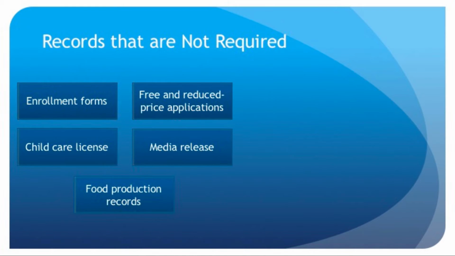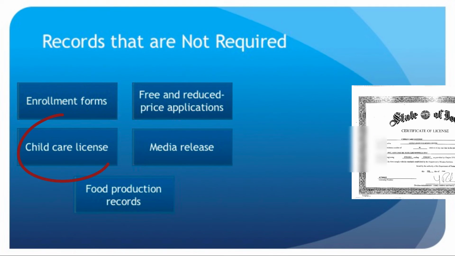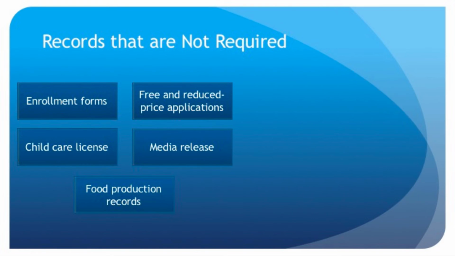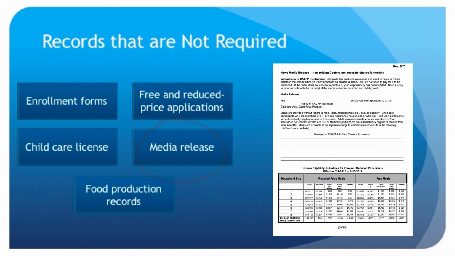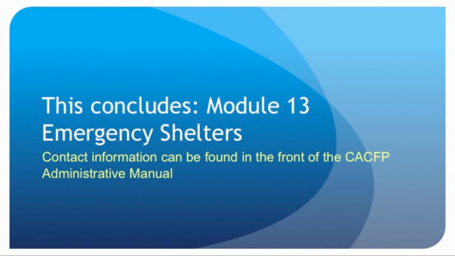In contrast to most CACFP programs, the following records are not required for emergency shelters. 1. Enrollment forms. 2. Free and reduced price applications. 3. A child care license. 4. A media release. And 5. Food production records. This concludes the lesson on Module 13, Emergency Shelters.